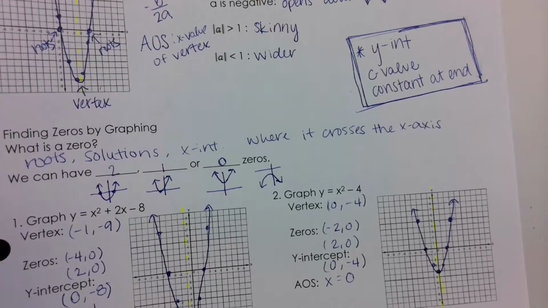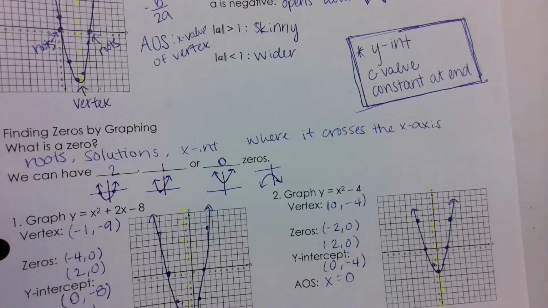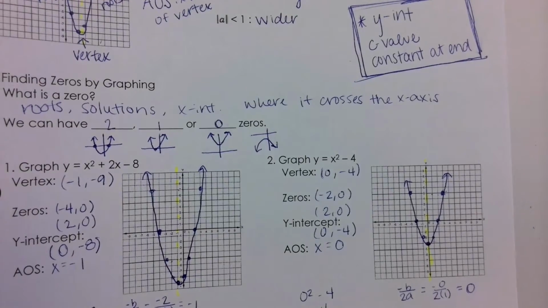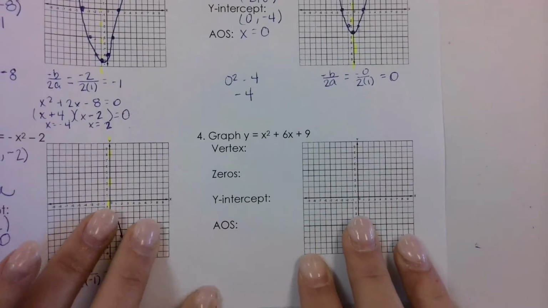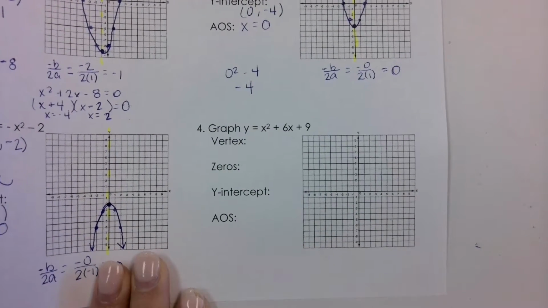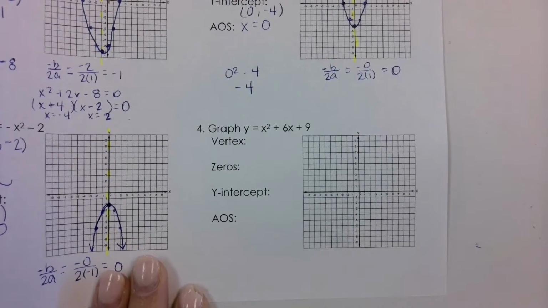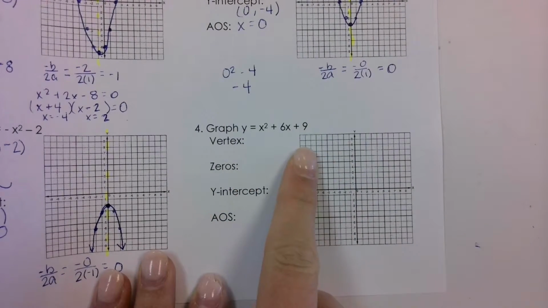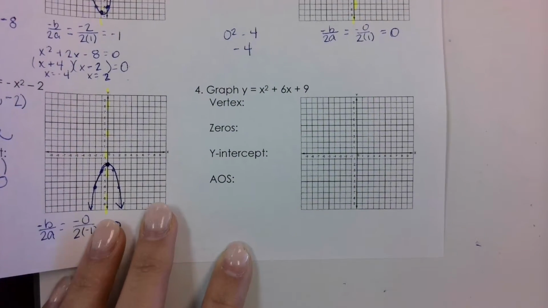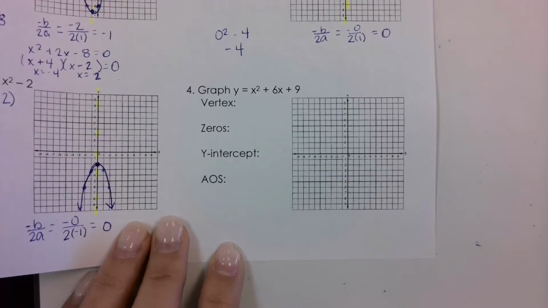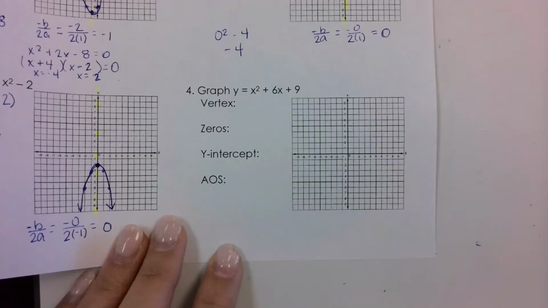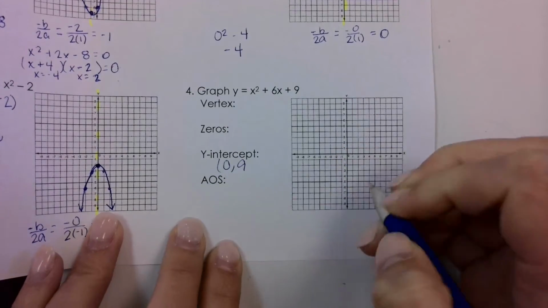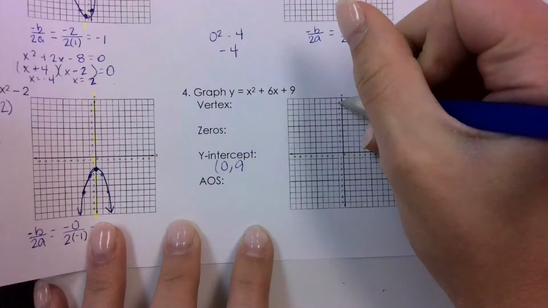All right, y'all ready to do the last one? Looking at number 4, which way is it going to open, up or down? It's going to open up. How do we know? Because a is positive. What else can we find right now? Your y-intercept. Where's it going to be? 0, 9. So we can plot that. 0, 9 is our y-intercept.